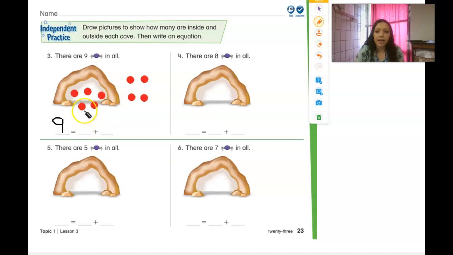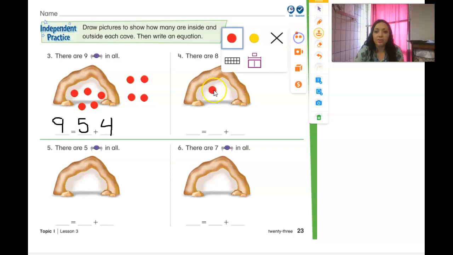Inside my cave, I have 1, 2, 3, 4, 5, because one of my parts is 5. Outside my cave, I have 1, 2, 3, 4. So my problem would be 9 equals 5 plus 4. All right, let's try another one. This time I'm going to have 8.